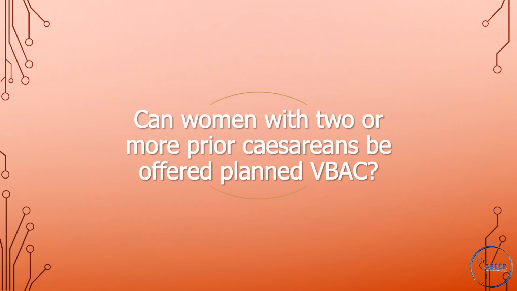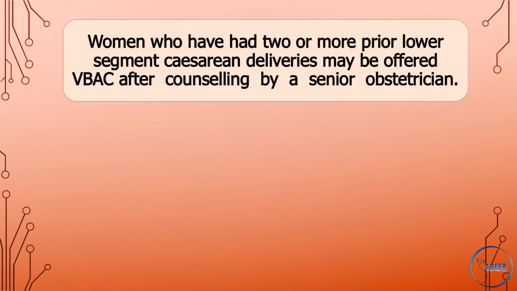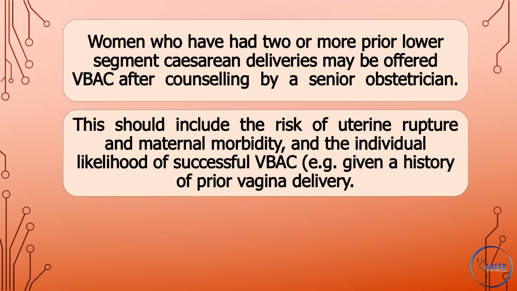Can women with 2 or more prior cesareans be offered planned vaginal birth after previous cesarean delivery? Women who have had 2 or more prior lower segment cesarean deliveries may be offered vaginal birth after previous cesarean delivery after counseling by a senior obstetrician. This should include the risk of uterine rupture and maternal morbidity and the individual likelihood of successful vaginal birth after previous cesarean delivery, for example, given a history of prior vaginal delivery.